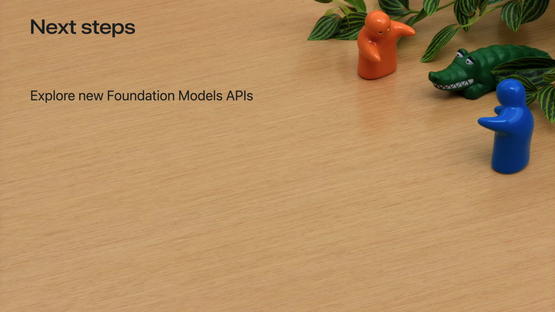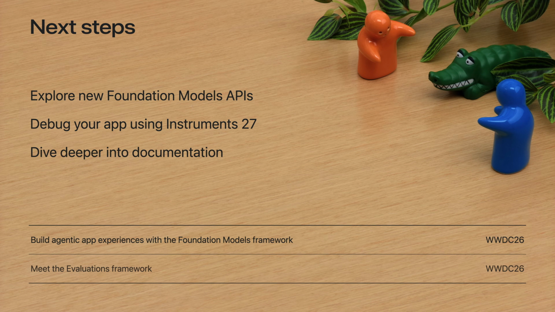The FoundationModels APIs are your starting point. Experiment, build, and see what's possible. When something isn't working as expected, the FoundationModels instrument is there to help you debug, giving you direct visibility into framework behavior right in context. Go further with related sessions on agentic app experiences and the evaluations framework, and explore the full documentation to unlock everything the framework can do.